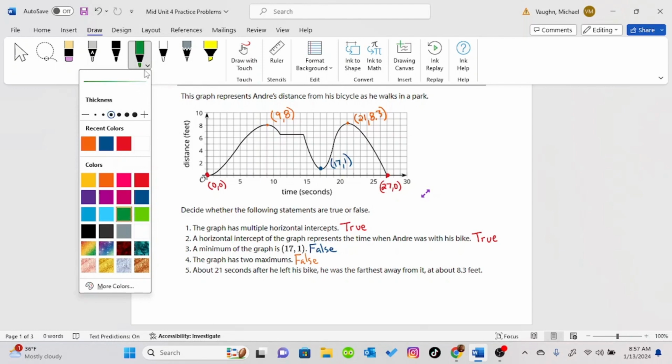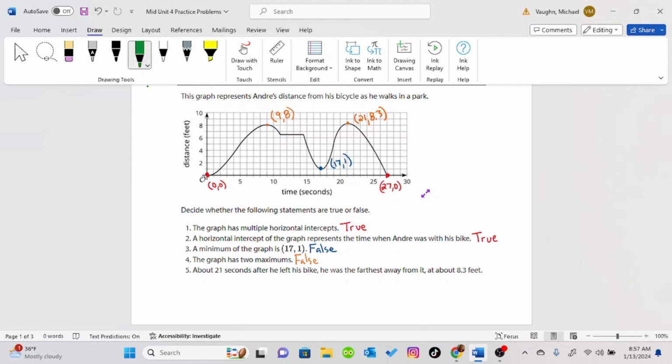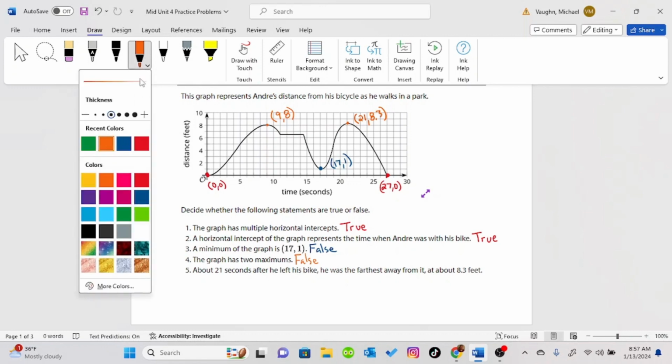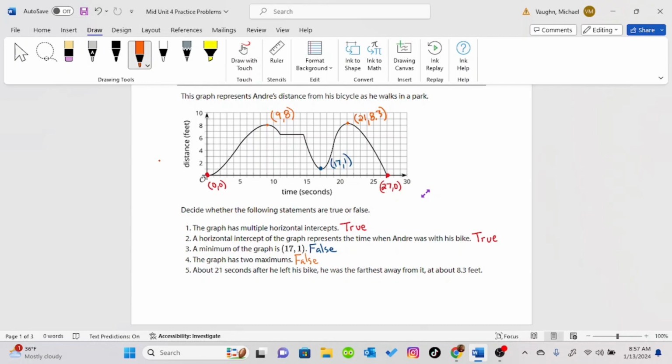And number 5, about 21 seconds after he left his bike, he was the farthest away from it at about 8.3 feet. This is the point that we just pointed out was our maximum. So that would be the point where he is farthest away from his bike. So number 5 would be a true statement.